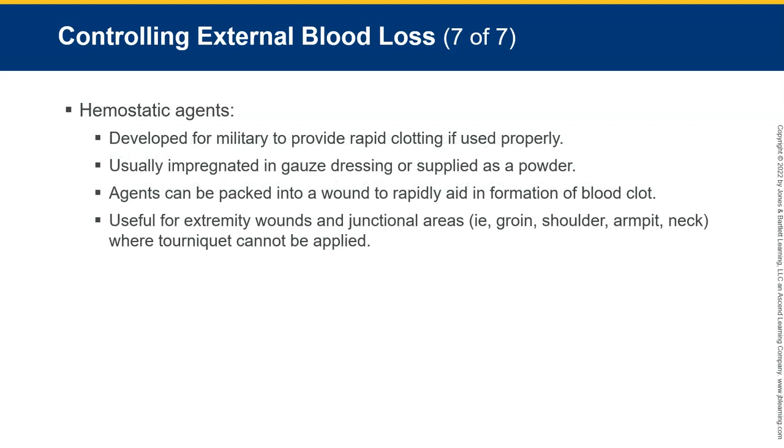Hemostatic agents. They were developed for the military and provide rapid clotting if used properly. Those things are usually impregnated in gauze dressing, or can be supplied as a powder. You can pack these agents into a wound to rapidly aid in the formation of a blood clot. They're useful for extremity wounds and even junctional areas, so groin, shoulder, armpit, neck, where a tourniquet can't be applied.